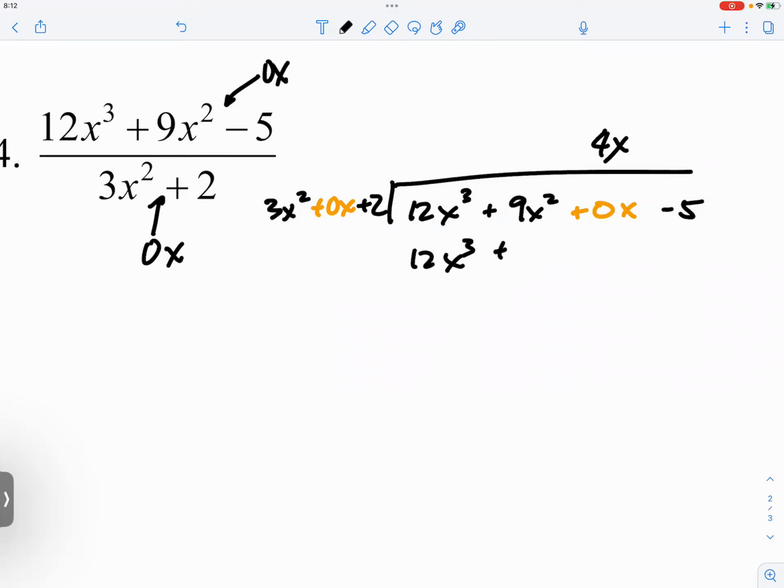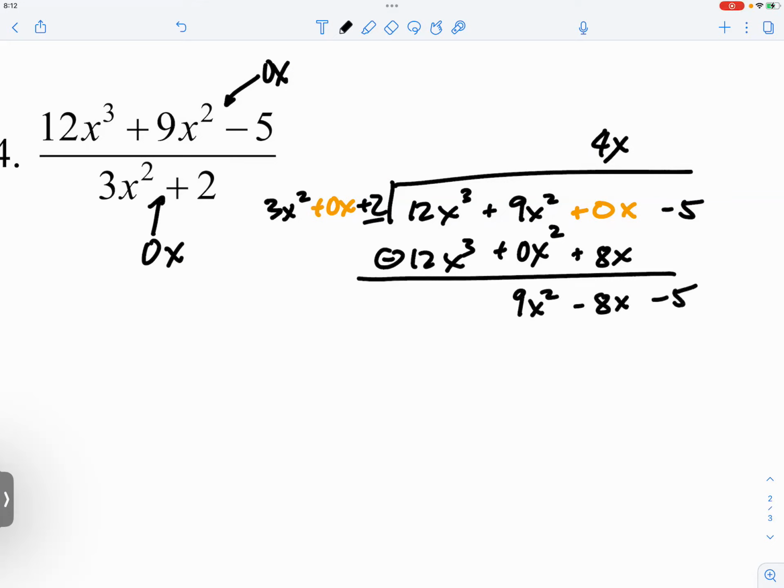And then 4 times 0 will be 0x squared. All right, and then you do the subtraction. So therefore, you have 9x squared to bring down. And then you also bring down 0x. Minus 5 as well, because you have a, oh, sorry, my bad. I forgot that it's a 3-digit number. I forgot to do the 8x here. My bad. So you have 9x squared minus 8x. And then you bring down the negative 5.